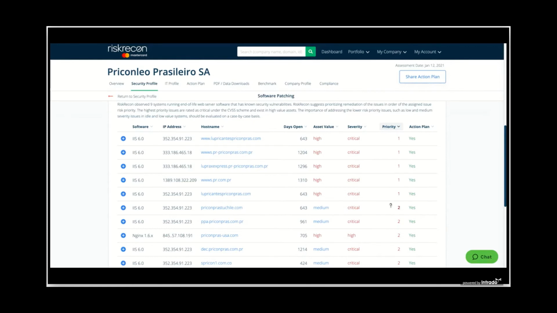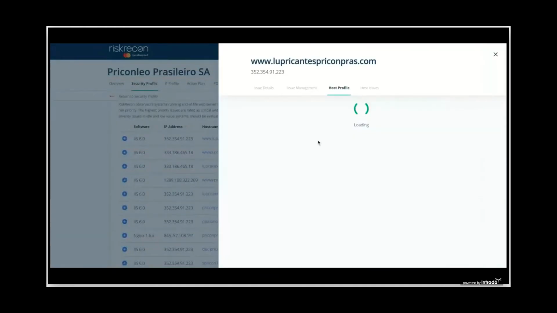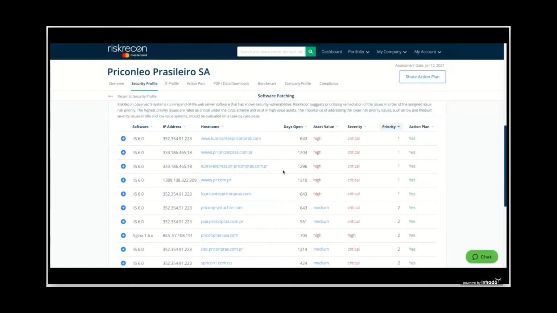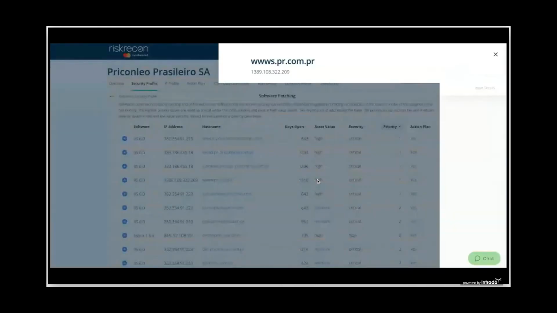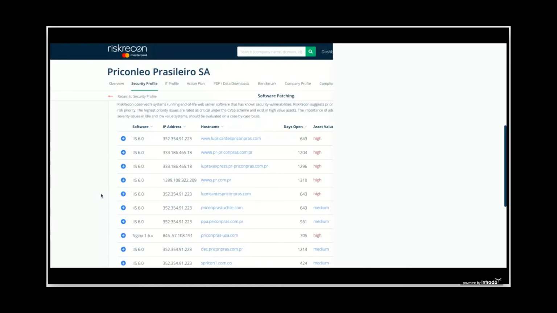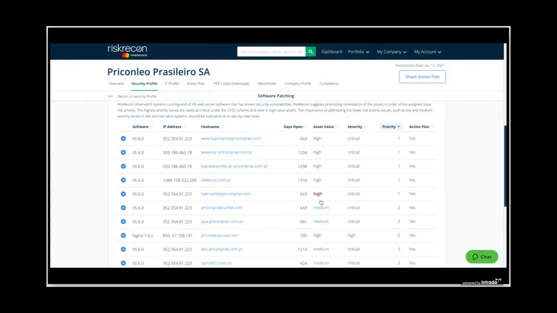If I were to click on any of these systems, I can see, for example, why we've called this particular system out as a high-value asset. Again, being able to click on any of those systems. In this case, it looks like here's one where we've discovered authentication. So ultimately, why we've determined it's a high-value asset, why we're classifying it as such, and why, in this case, that particular issue would bubble to the top of the list.